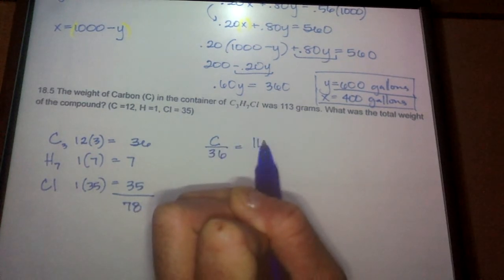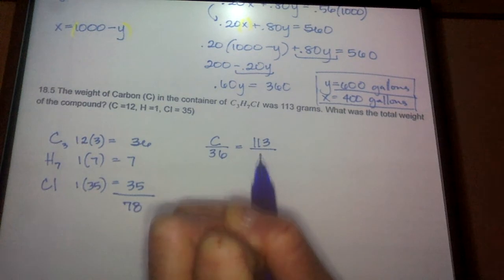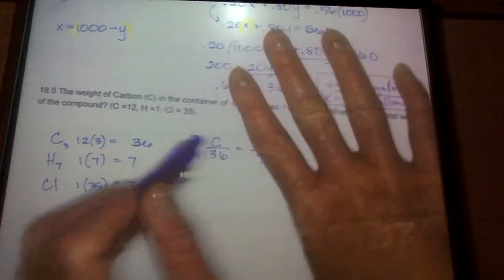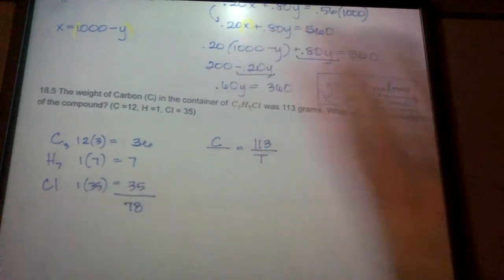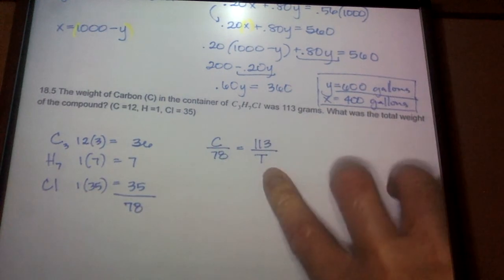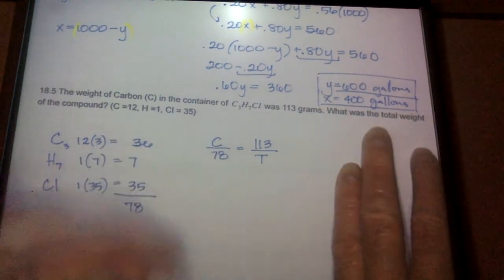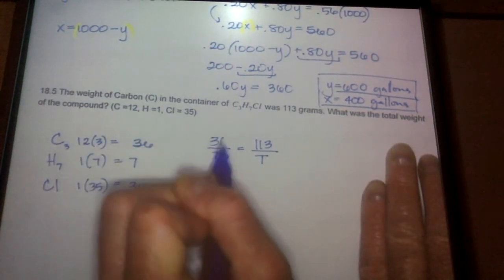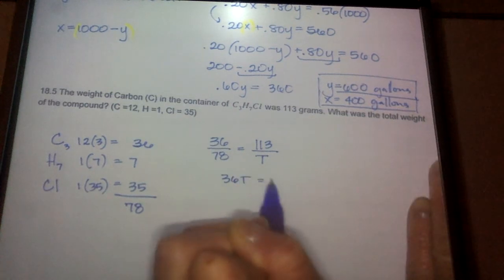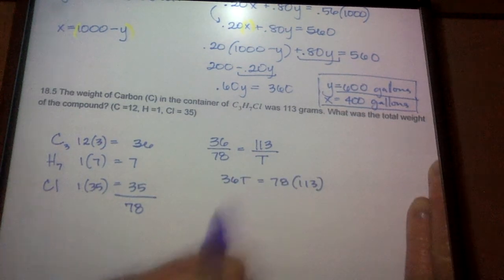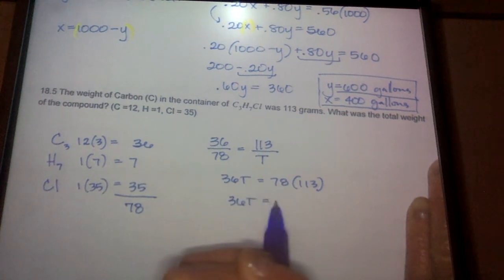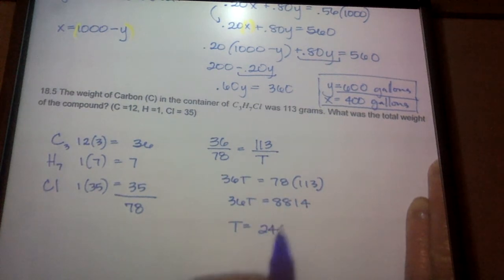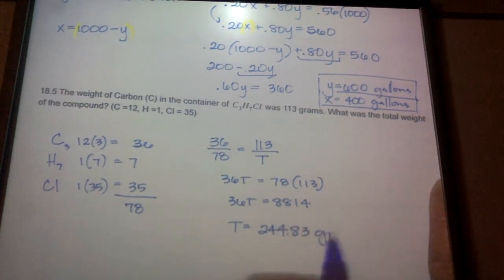must be proportional to 113, the total weight. C is to 78 as the carbon is to 113, the total. Now I know what C is, so I'm going to plug this in to be 36. And then I'm going to cross multiply, so 36 times 113 equals 78 times the carbon. So the total carbon is 244.83 grams.